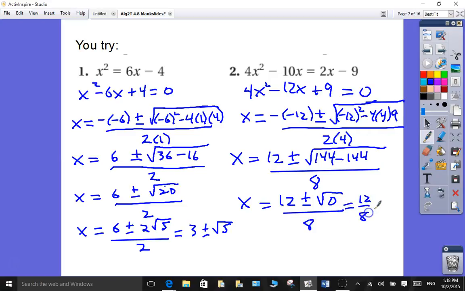So we just get one answer, repeated. What kind of factoring would we have done if we actually were factoring this? Perfect square trinomial. That's why you get that answer. Perfect square trinomial, right? You'd say that's 2x minus 3 squared.